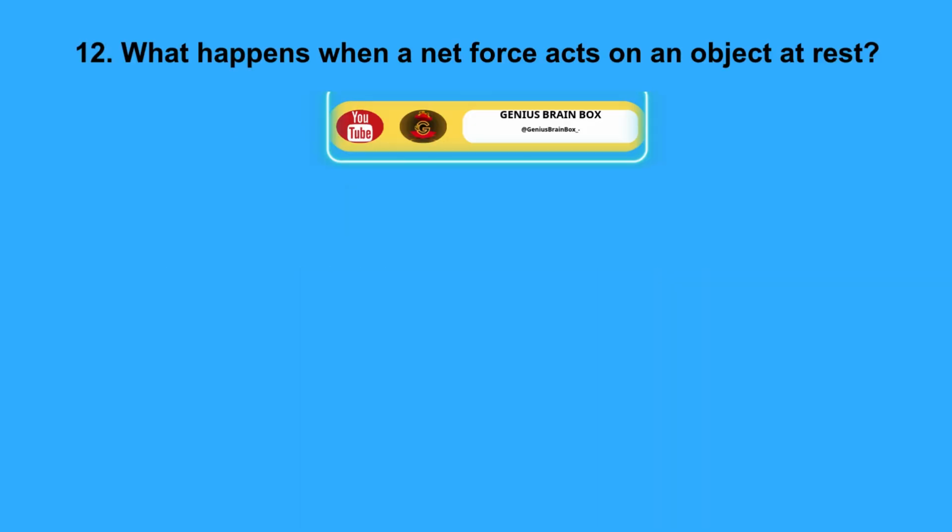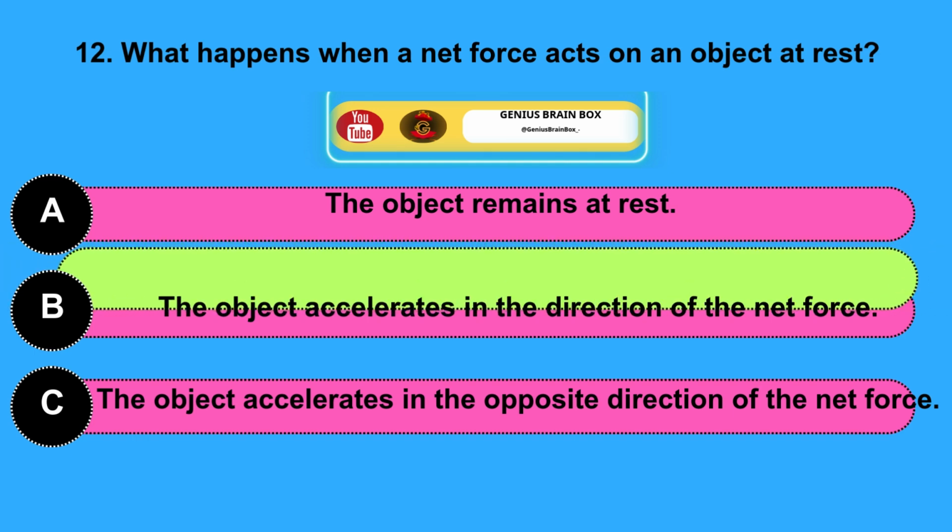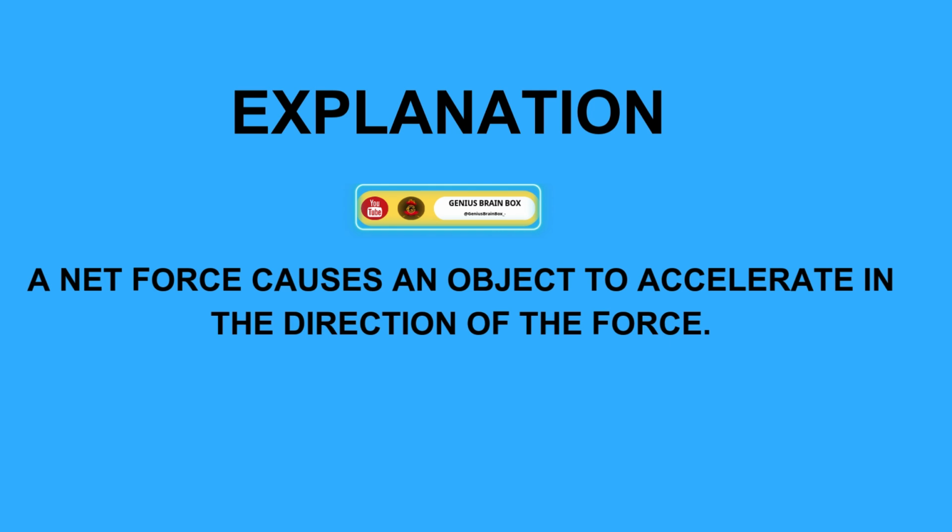What happens when a net force acts on an object at rest? Option A. The object remains at rest. Option B. The object accelerates in the direction of the net force. Option C. The object accelerates in the opposite direction of the net force. Correct answer is B. Explanation is a net force causes an object to accelerate in the direction of the force.